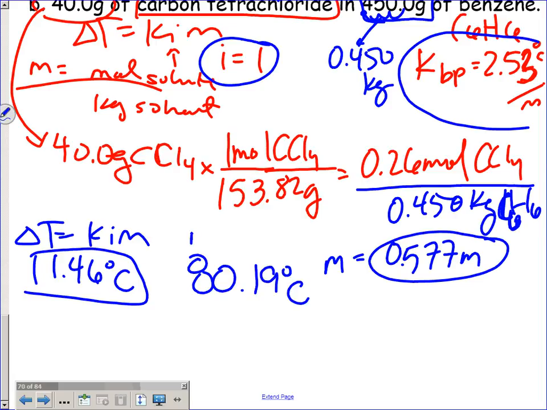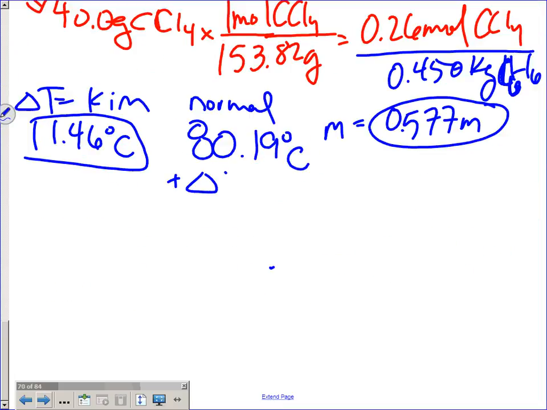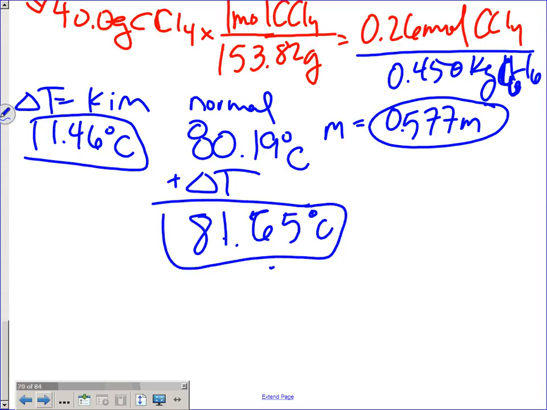So that's the normal boiling point. I don't know how to convert Celsius and Fahrenheit in my head very well, so I can't do that. Okay, so then I need to add my delta T here. So what do I get? I hope the right answer. 81 point, say again? 0.65 degrees Celsius, which you can round to 81.7.